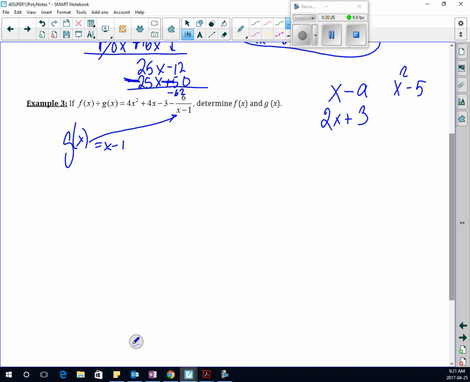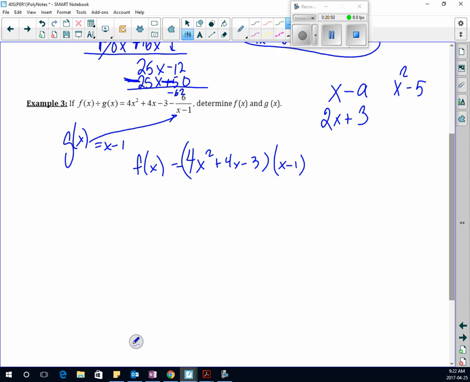Okay, so what we're going to do is we're going to multiply it. We're going to take the 4x, so f of x is going to be whatever 4x squared plus 4x minus 3 times x minus 1 is. Does everybody understand that that would be the case?